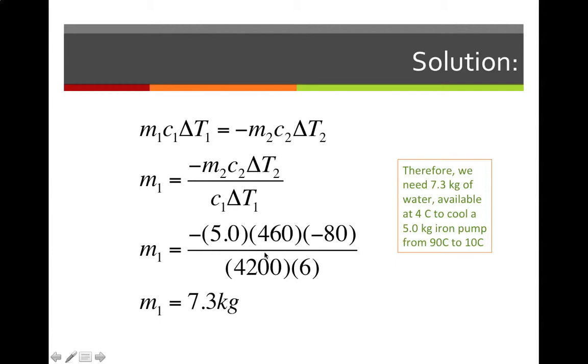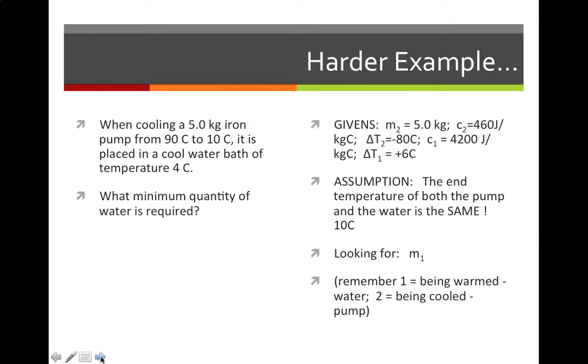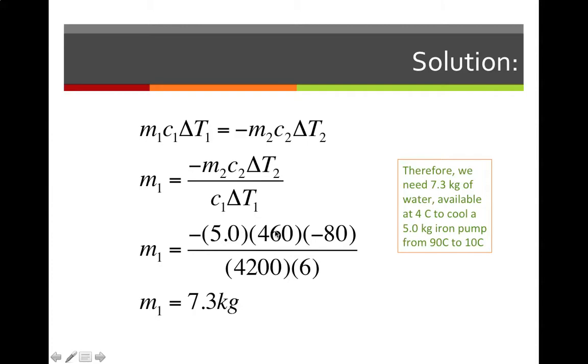C for water is 4,200, and that's how much the water changes. So if I want to stick my 5 kilogram pump in a tub of water to change its temperature to 10 degrees, I need 7.3 kilograms of water. That's what it's saying. So that's a tough calculation. It is the hardest one of the unit, though. And there's no test, so you just have to be able to do this on your assignment. That's a long video, but it's done.